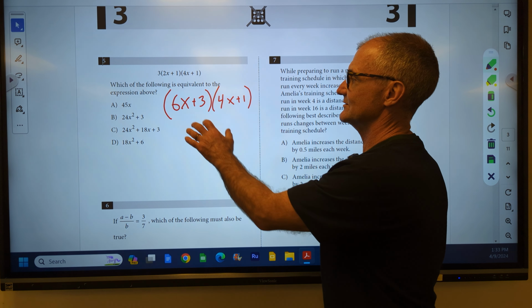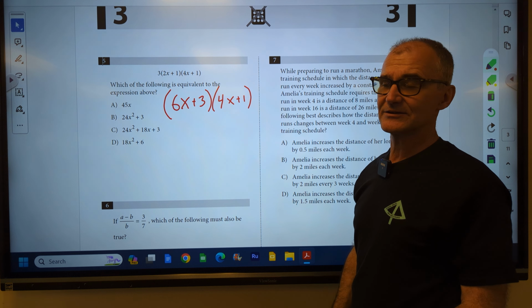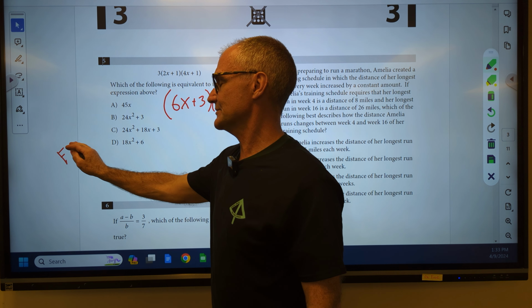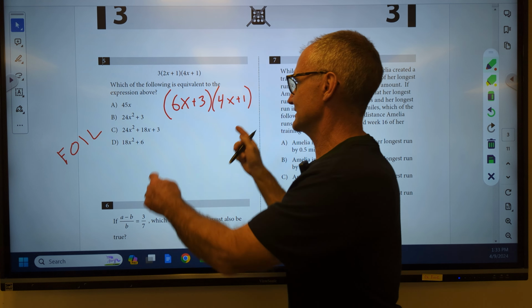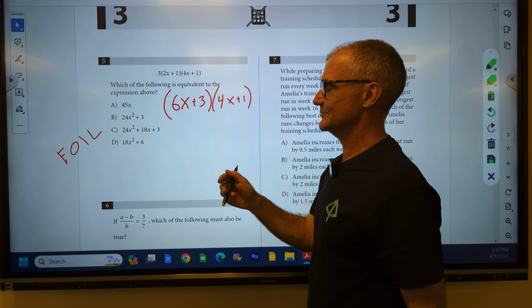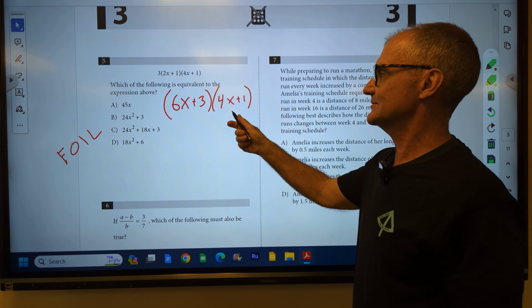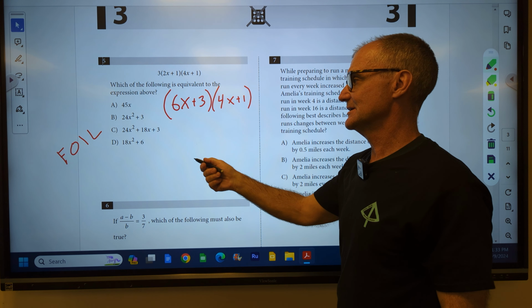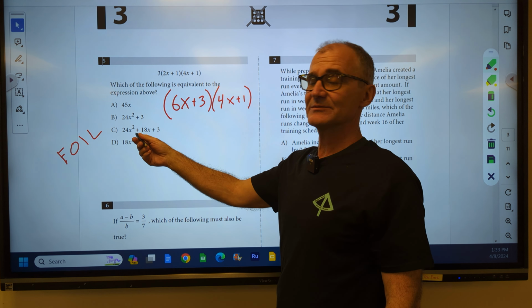As I look at these two things being multiplied together, I use the device FOIL, meaning the first terms get multiplied together, the outer terms, the inner terms, and the last terms. Well, if I'm going to have outer and inner terms and they're all positive, that means I have to have a middle term. So the only answer that's going to make sense is C. It's the only one with the middle term.